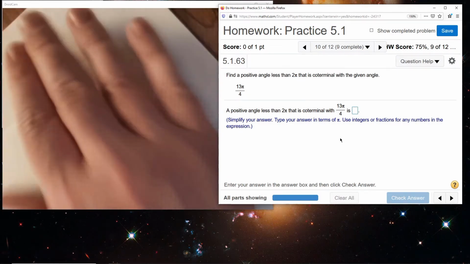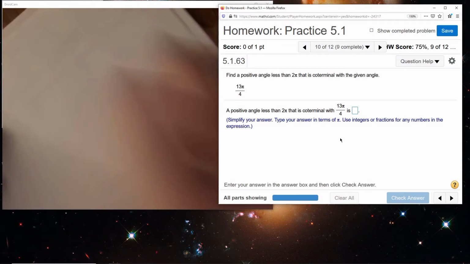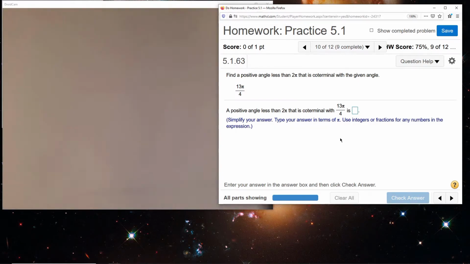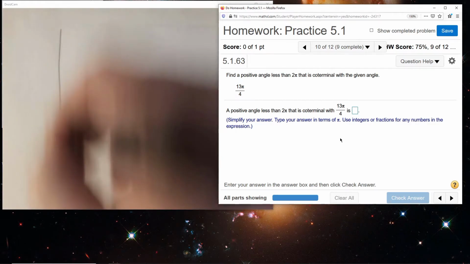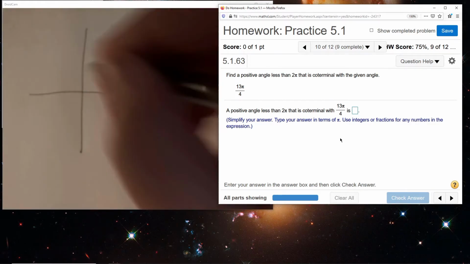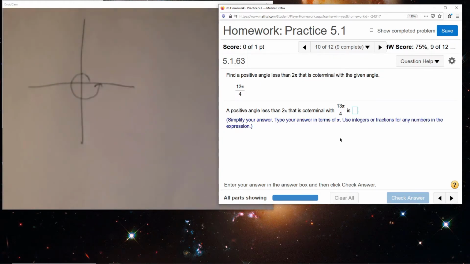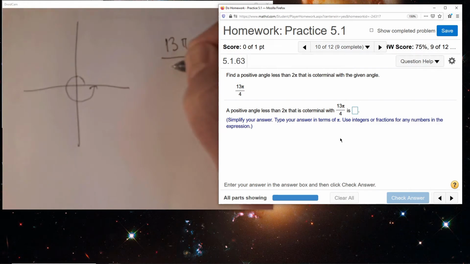So we get another coterminal question here. And see what the information is again. Find a positive angle that's less than 2 pi. So again, we have the same situation, less than 2 pi. 2 pi means a full revolution. That's 2 pi. And we have an angle that's 13 pi over 4.